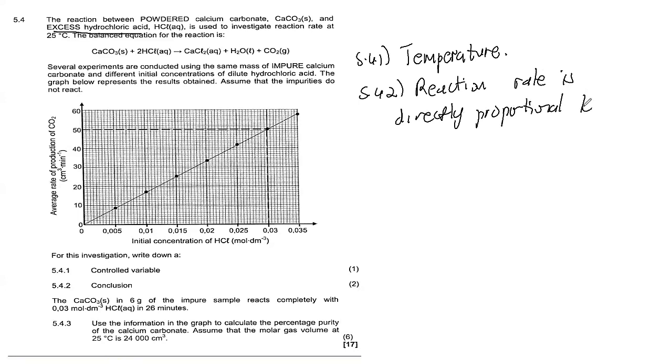Then conclusion, what is our conclusion on this graph here? The conclusion, we can say the reaction rate is directly proportional to the concentration. As we can see here, when we increase in concentration, then also the average rate of production increases. What is this average rate of production? We are talking about the rate of reaction, right?